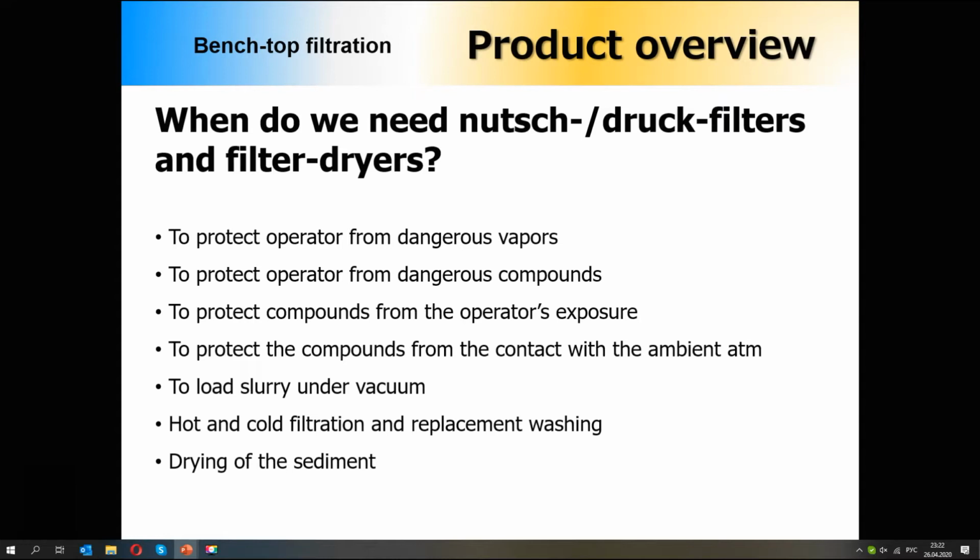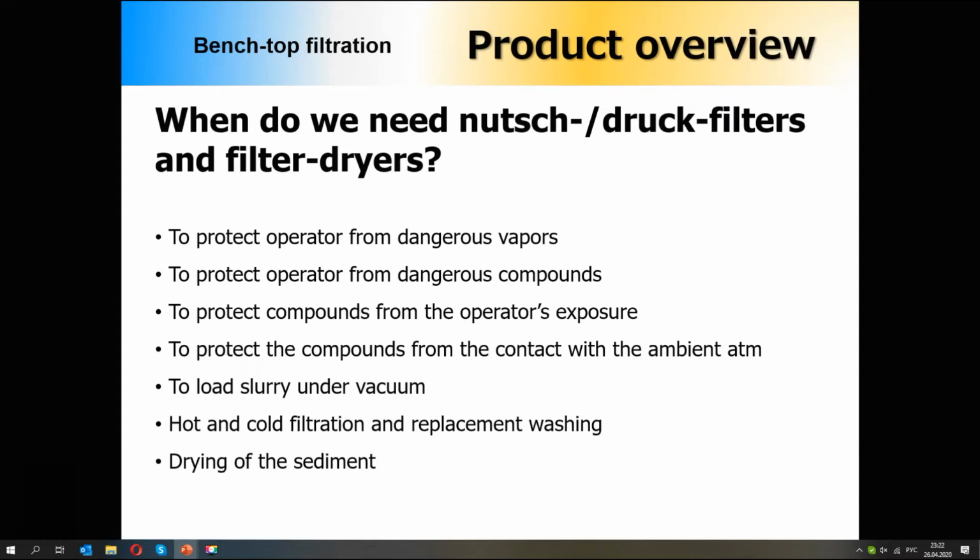Well, first of all, let's define what is a Nutsche filter and what is a Druck filter. A Nutsche filter is the equipment that is used for filtration under vacuum. A Druck filter is the equipment that is used for filtration under pressure. And the filter dryer is the equipment that can not only filter but also dry the sediment that you just filtered. So when do we need them? Basically, that's the list of the disadvantages of the standard funnel and the standard flask that you saw on the previous slide.